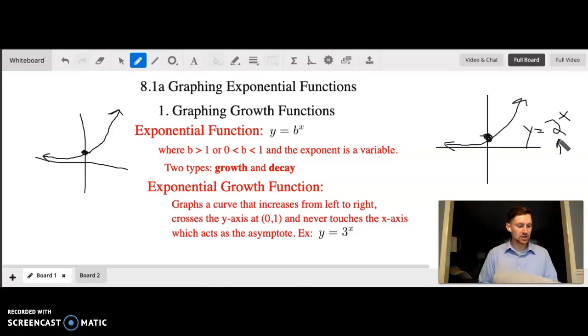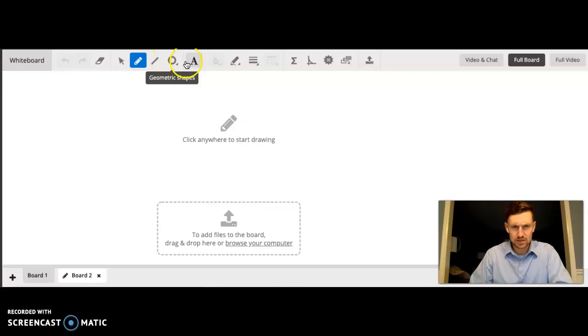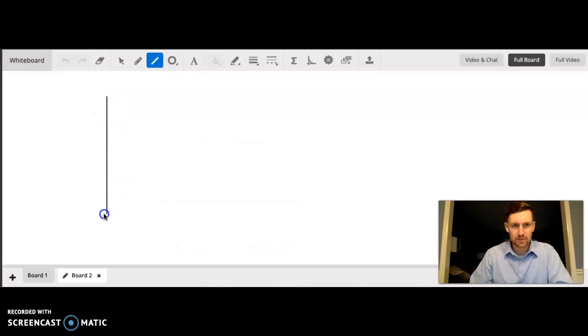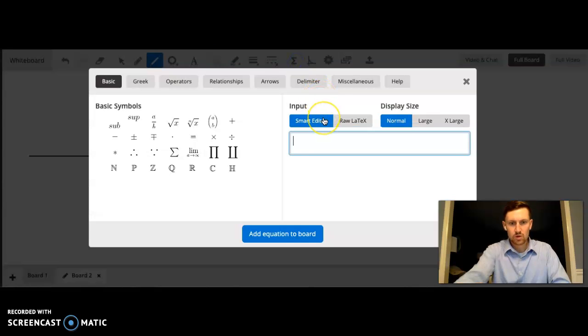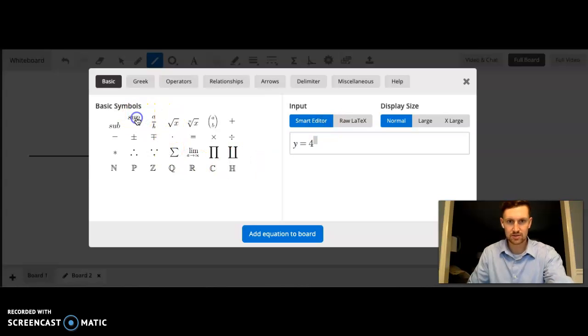Okay, and to start here, we'll essentially just make a table. So let me do a new board here and let's try a couple problems. And of course, you can do these in blue if you could. And so essentially here, we're going to have our graph and then we're going to have our equation, which is y equals 4 to the x power. Okay, let's do a table here.